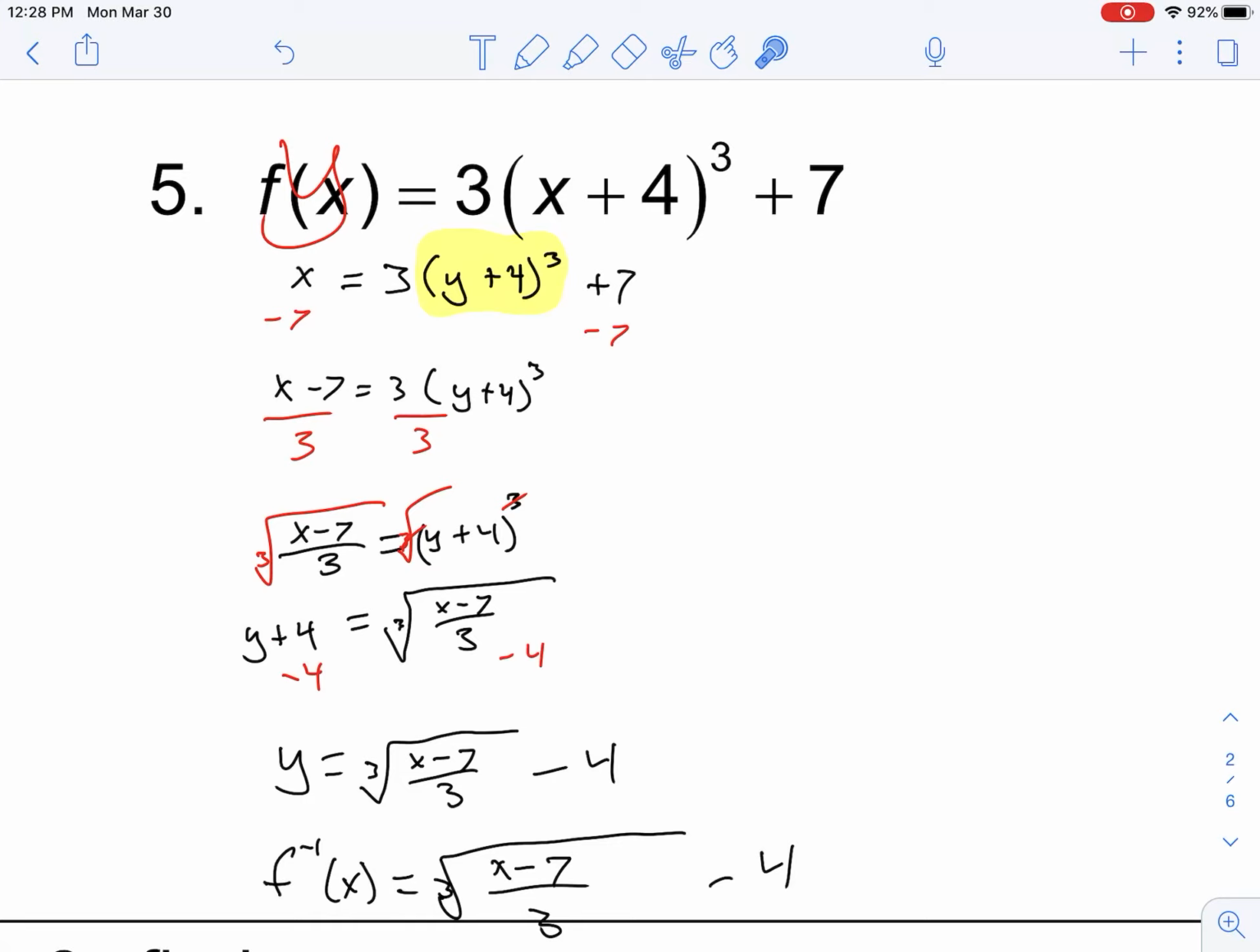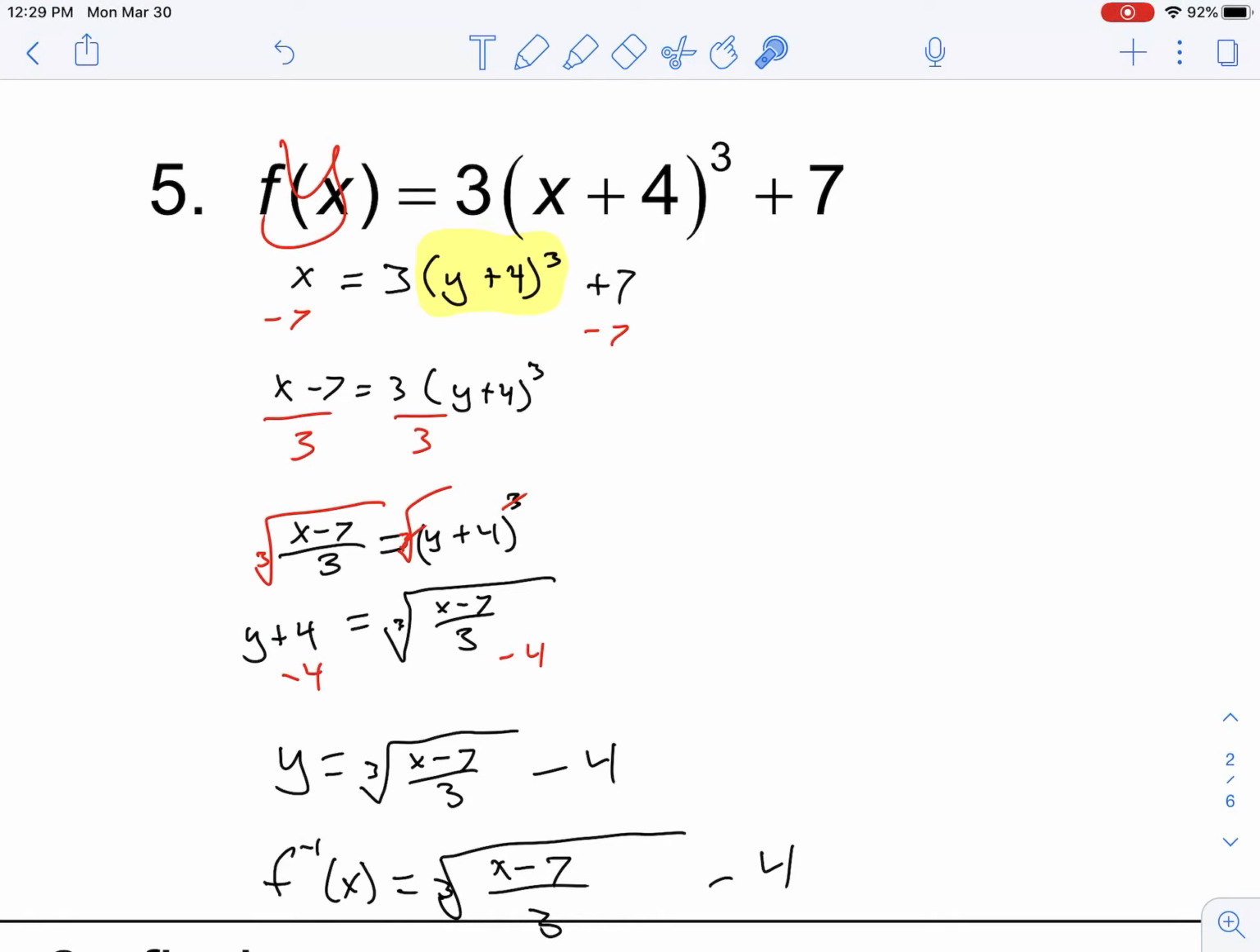Then I'm dividing this 3 out. Again, I'm trying to get this piece by itself. So I'm dividing 3 from both sides. I get x minus 7 over 3. I tried to color coordinate here in black. This is my equation after I do that work. And then in order to get rid of the 3rd power, I took the cube root of both sides. So those canceled out.